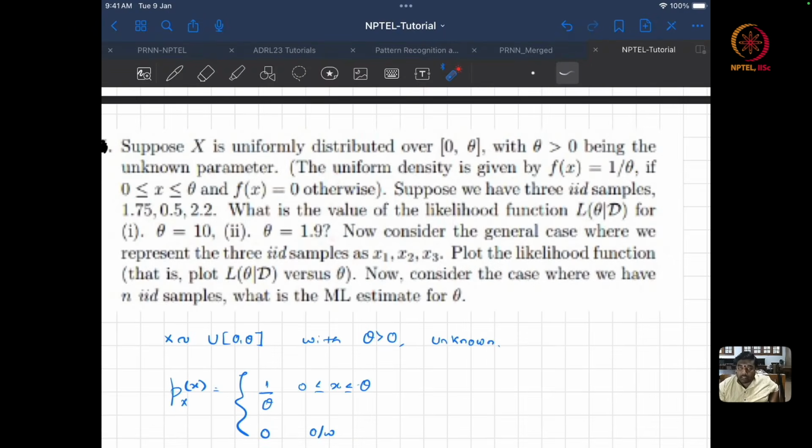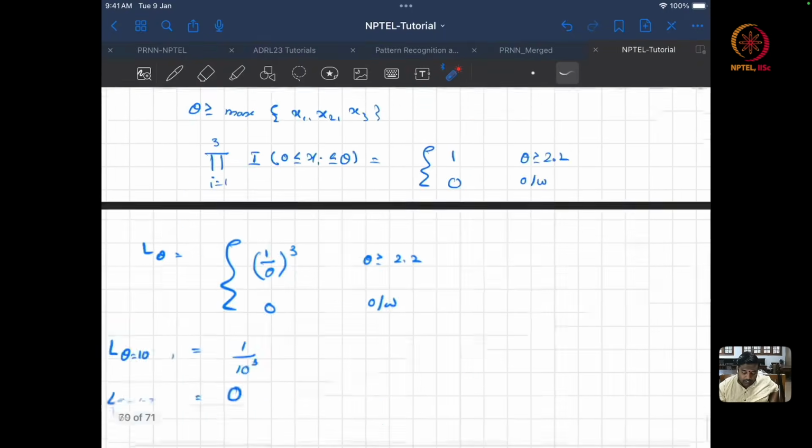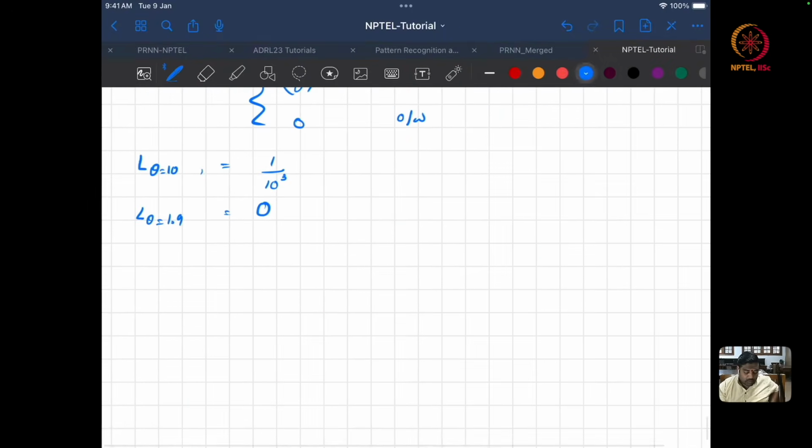Till here it makes sense. Now consider the general case where we represent three IID samples x1, x2, x3. Now plot the likelihood function. Now consider the case where we have n IID samples. So now let's take the n IID sample case. I'll leave the plotting to you. Very straightforward idea from now.